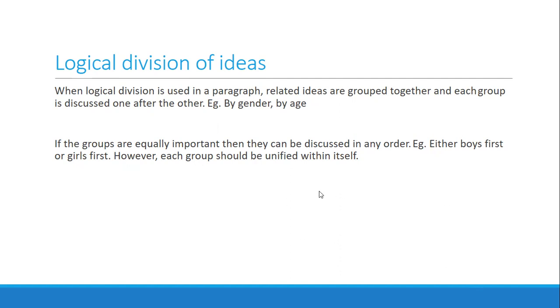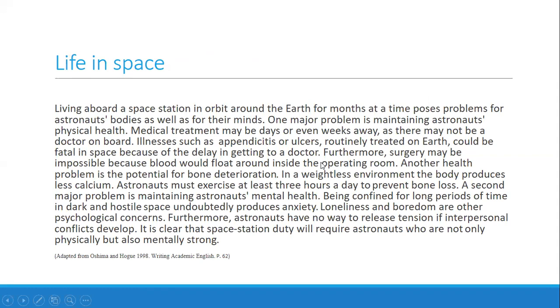I will show you an example and show you how logical division can be used. The paragraph I showed you on gold is also a paragraph on logical division. It divides 2 points, and explains those 2 points separately. Life in Space. Living aboard a space station in orbit around the Earth for months at a time poses problems for astronauts' bodies as well as for their minds.